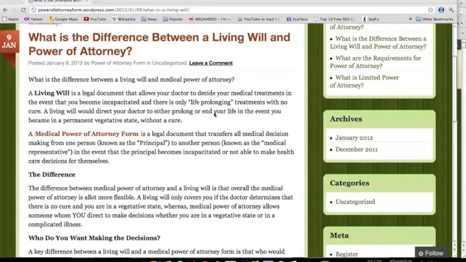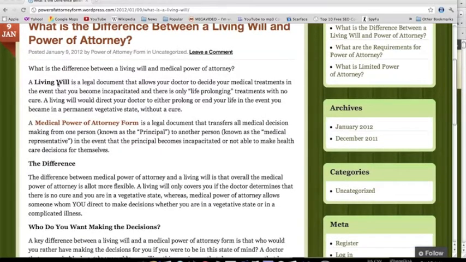Now, this is probably one of the biggest things that people decide upon before they get a power of attorney, because they don't really know what a living will is and they don't know what a power of attorney is. And so without doing much research, they just kind of pick one. So we're here to explain both of them. Now, let's just start with, what is a living will?